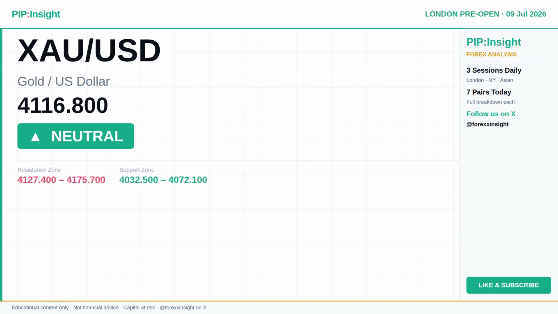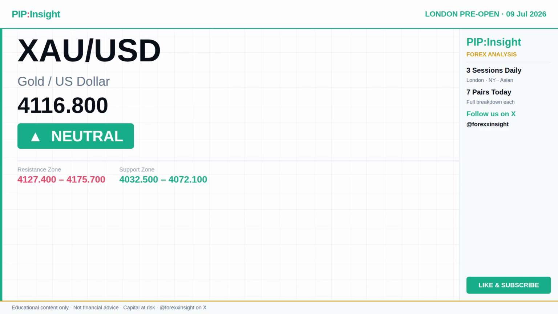If you're here for the gold analysis, this one's worth your full attention, because right now, gold is sitting at a genuinely interesting crossroads heading into the London Open. Price is currently trading around $4,117, and the overall bias is neutral with a weak lean.